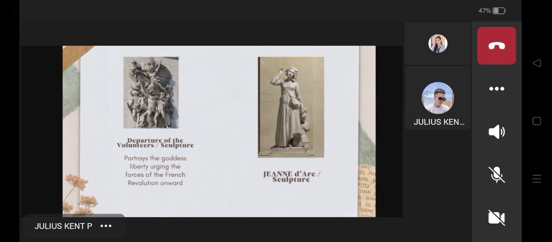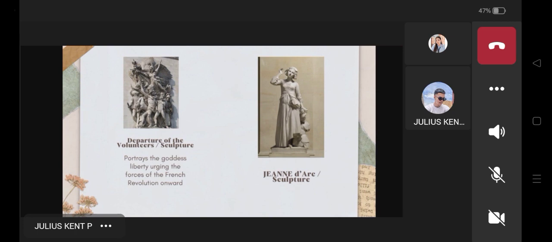Tapos si Francois pala ay pinanganak noong January 4, 1784 sa Dijon, France. Tapos namatay siya noong November 3, 1855 sa Paris, France. Yan. Tapos yung pangalawa niyang sculpture ay Joan of Arc. Yan. Nagawa niya ito noong 1874. Tapos yung type niya is gilded bronze.